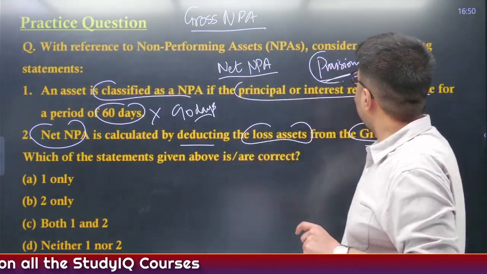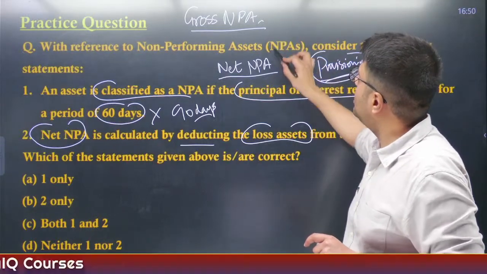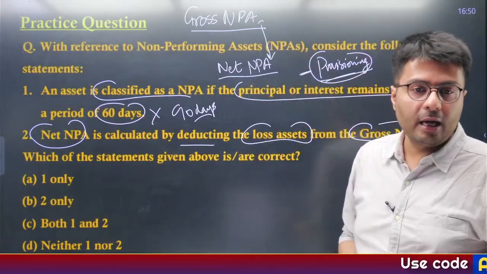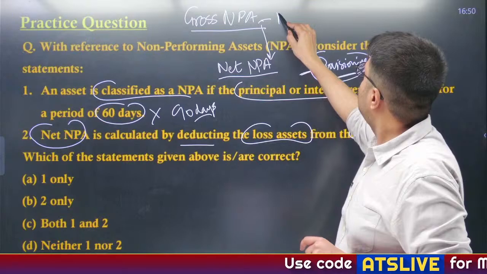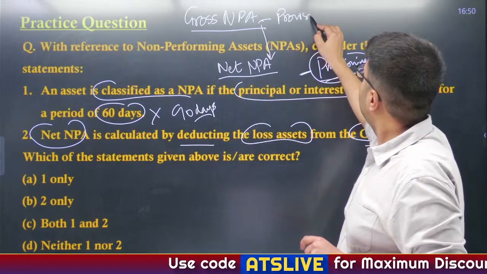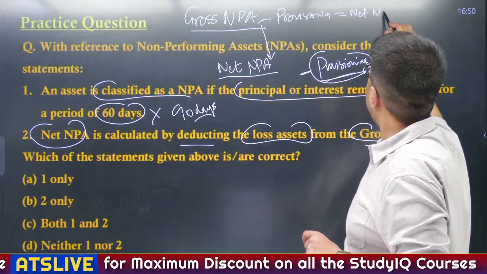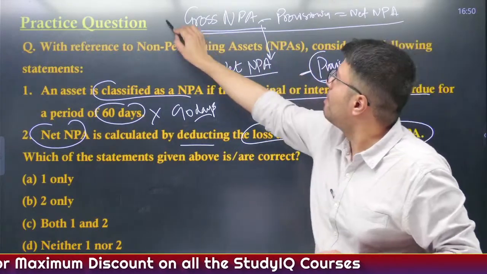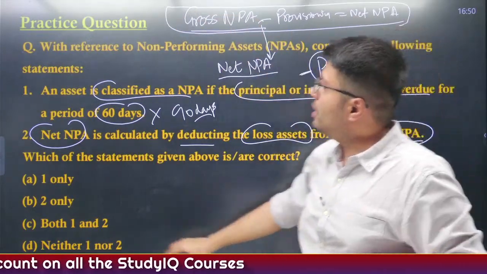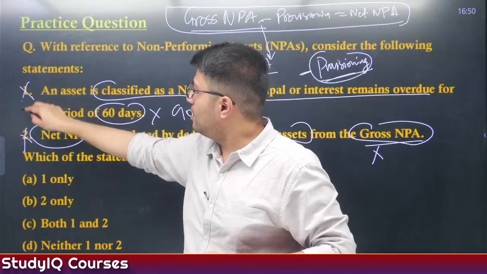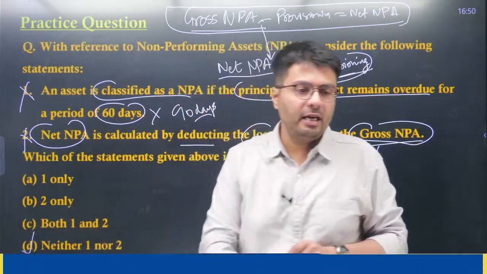So when you reduce the amount of provisioning from gross NPA, you get net NPA. So gross NPA minus provisioning funds, you get net NPA, right? So this is the definition of net NPA. Please remember this. So therefore, the second statement is also incorrect, the first statement is also incorrect. Option D is the right answer.